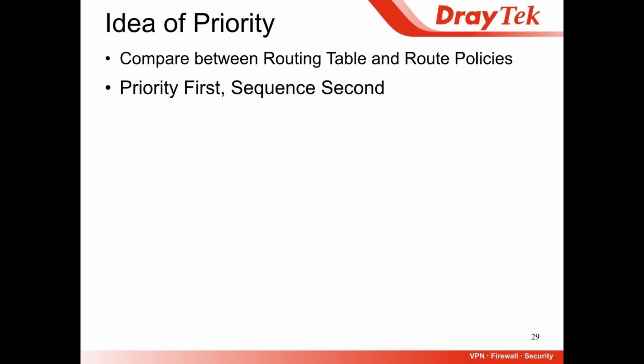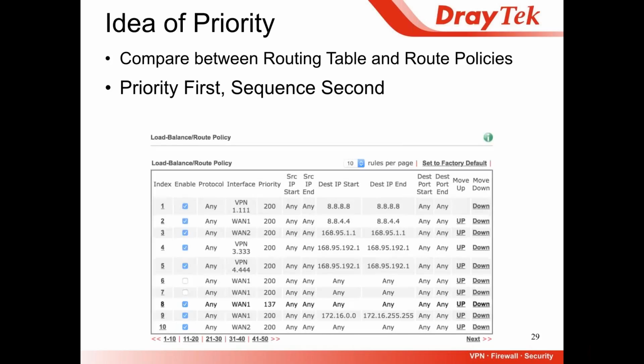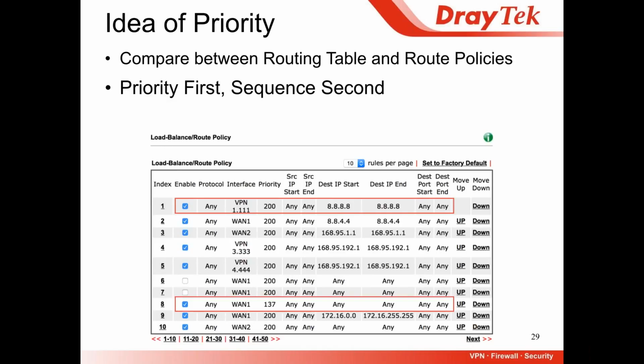The priority first, sequence second. In the past, we only compared the sequence with respect to the first policy, but in this version, we check the priority first. So imagine here, if I want to go to 8888, there are three policies matched: index 1, and also index 8, and index 10. So which policy will be chosen?